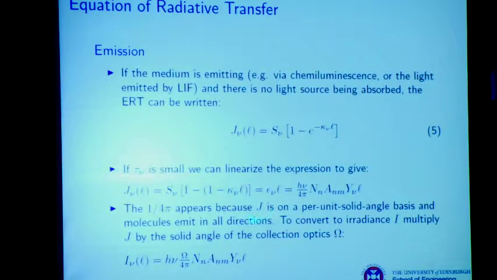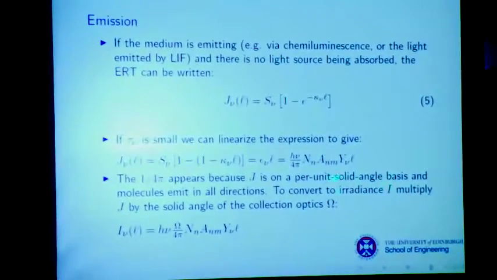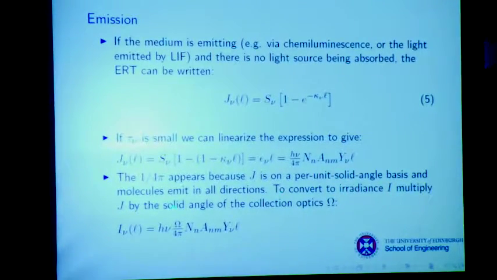The 1 over 4 pi is there because this is on a per unit solid angle basis, okay? If you want to convert to a radiance, you multiply by the solid angle that you're using. What's the solid angle that you're using? Well, if here's my flame right here, it's really just the area of the lens, the area that the lens can collect from, divided by the distance squared. That's it. So these things are all related to something that's physical.